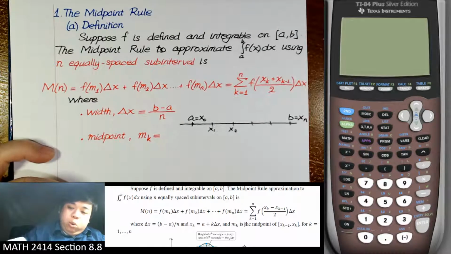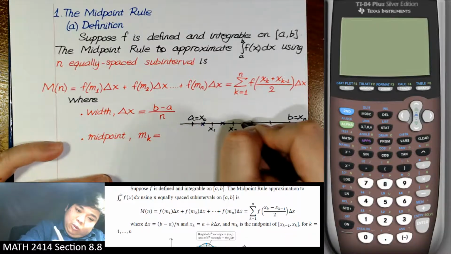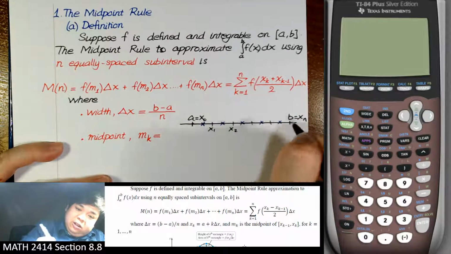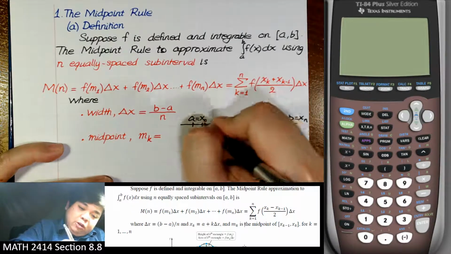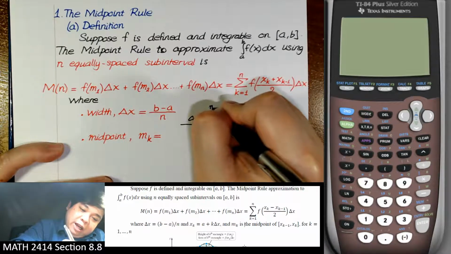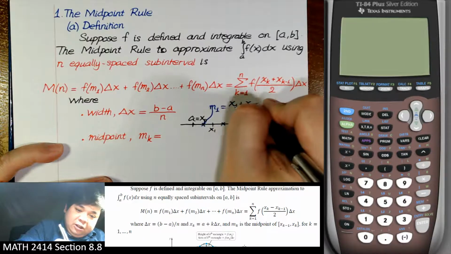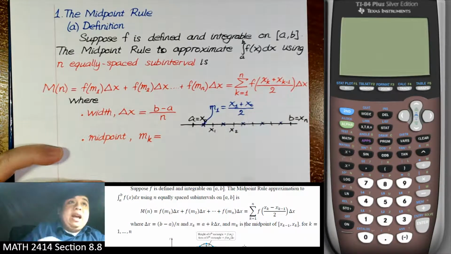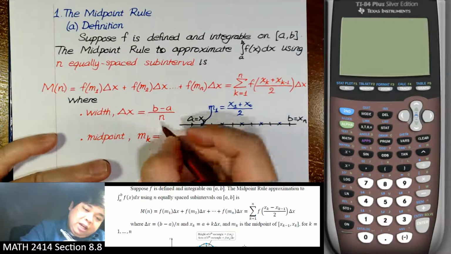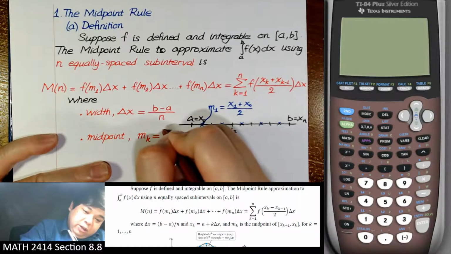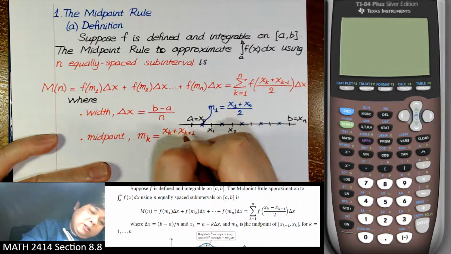So when we take the midpoint, we're going to choose the point in the middle of each one, which is the average of these two values. For example, the first midpoint m1 is equal to the average, and then so on. So in general, the midpoint mk is equal to xk plus x sub k plus 1 divided by 2.